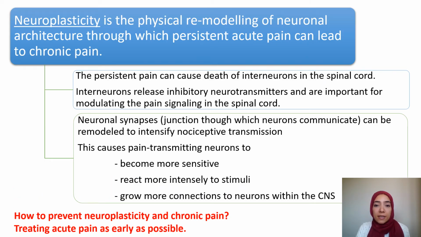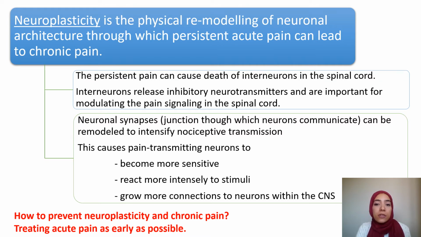Another big problem that can occur and cause chronic pain is neuroplasticity. It's when persistent acute pain can actually cause the nervous system to physically remodel and change its architecture. For instance, this nagging persistent pain can lead to the death of interneurons in the spinal cords. And interneurons are very useful to have since they release inhibitory transmitters so they can ease and lessen your perception of the pain. Moreover, we have these junctions or spaces between neurons through which they communicate called neuronal synapses.